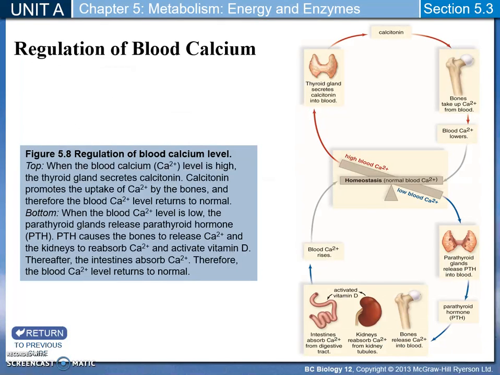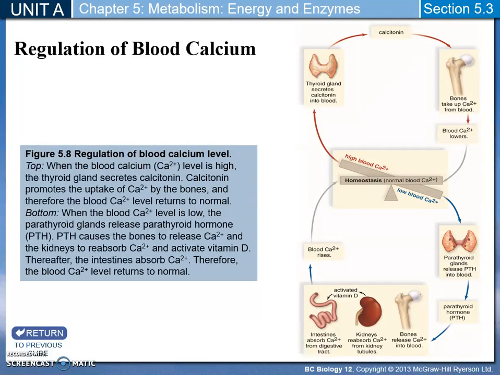So here is a diagrammatic kind of a loop as to how the blood calcium levels are maintained at their optimal level. When blood calcium levels rise, it causes the thyroid gland to secrete calcitonin into the blood, which causes the bones to take up calcium from the blood, thereby decreasing calcium levels in the blood.